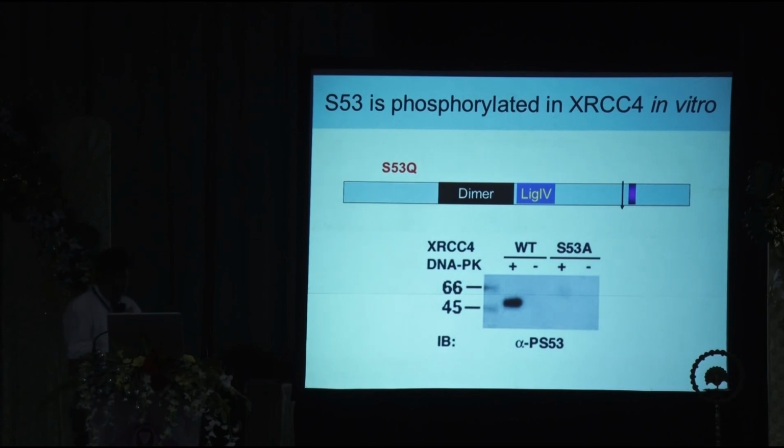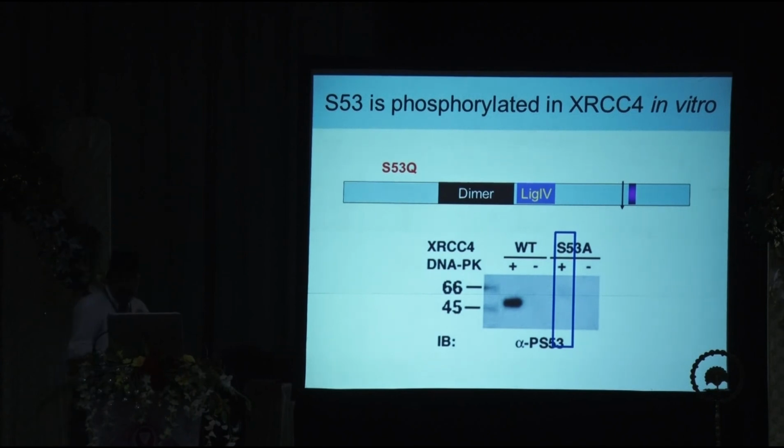Earlier, we knew that serine 53 is located in the N-terminal region. So this serine 53 was the phosphorylation target of DNA-PK. We have seen the phosphorylation in the wild type, but when we mutated this serine 53 into alanine, the phosphorylation signals were completely absent here. So it means that serine 53 is a phosphorylation target of DNA-PK in XRCC4 protein.